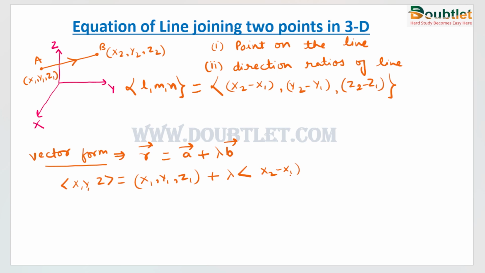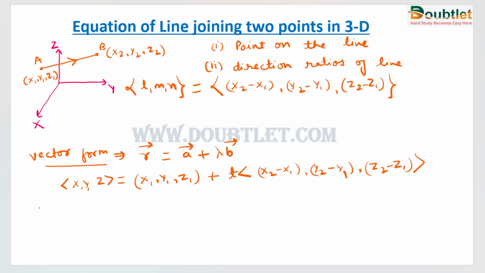meaning x2 minus x1, y2 minus y1, z2 minus z1. Here I have taken the constant as lambda. We can also take the constant as t. It depends on our choice.